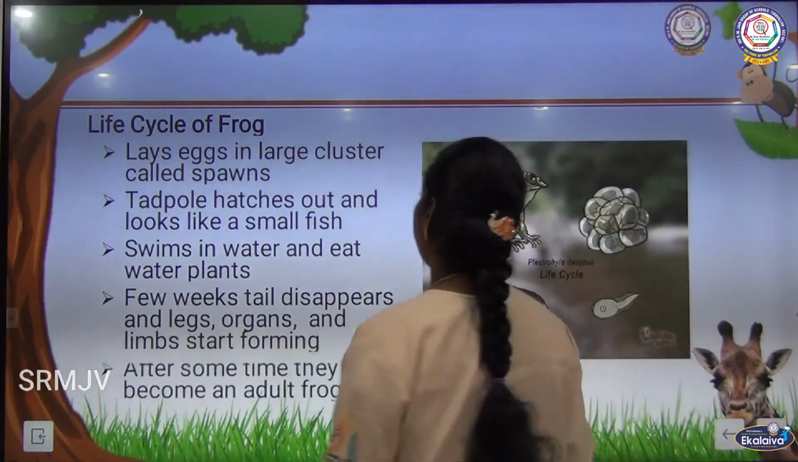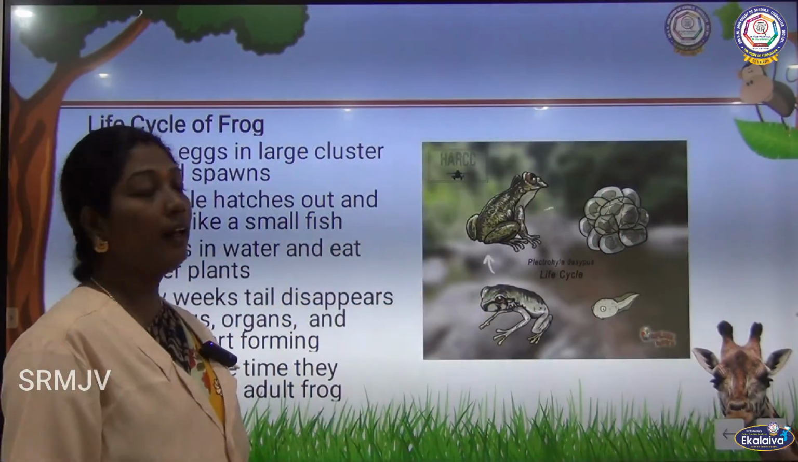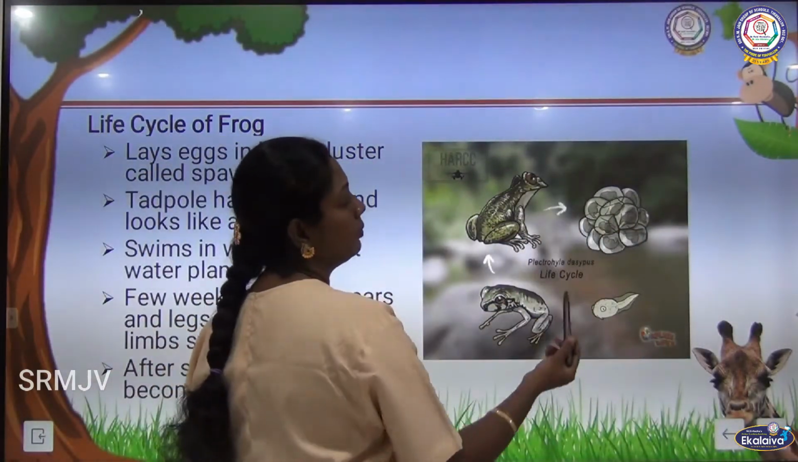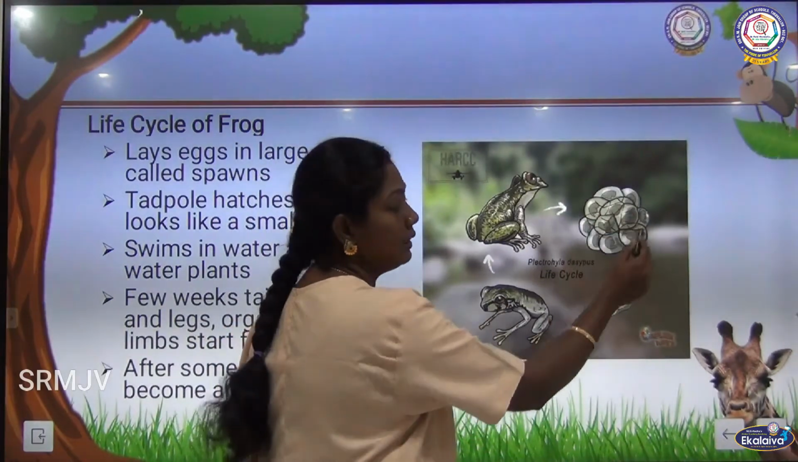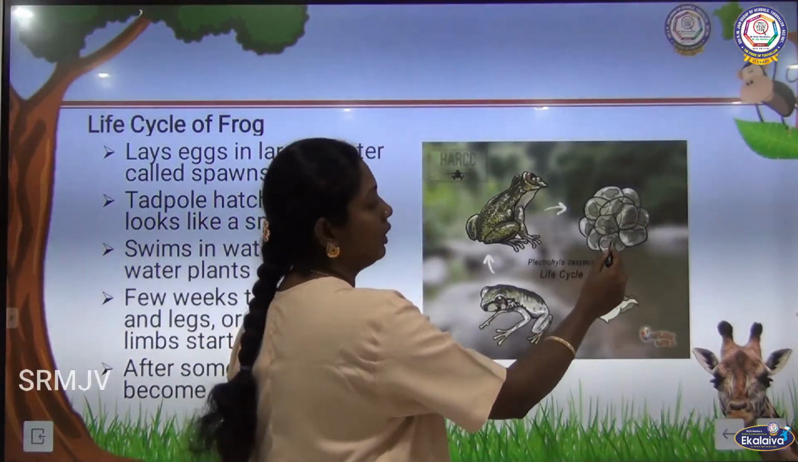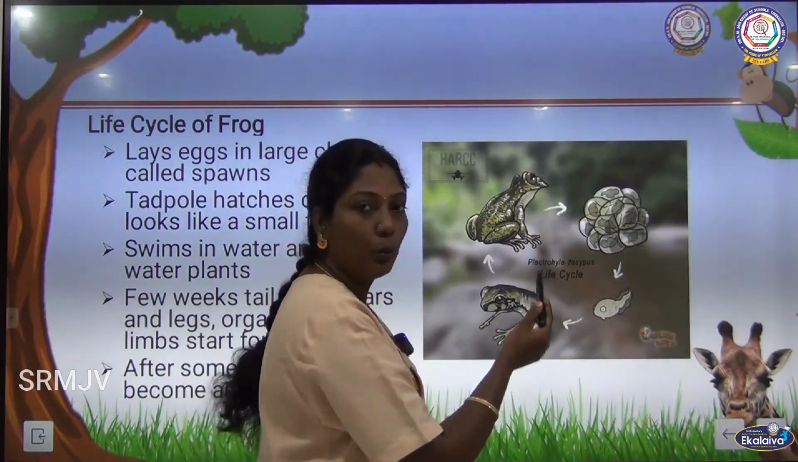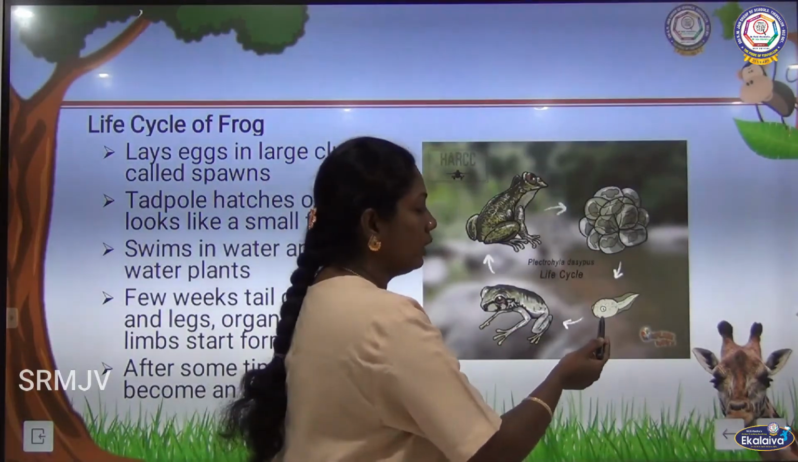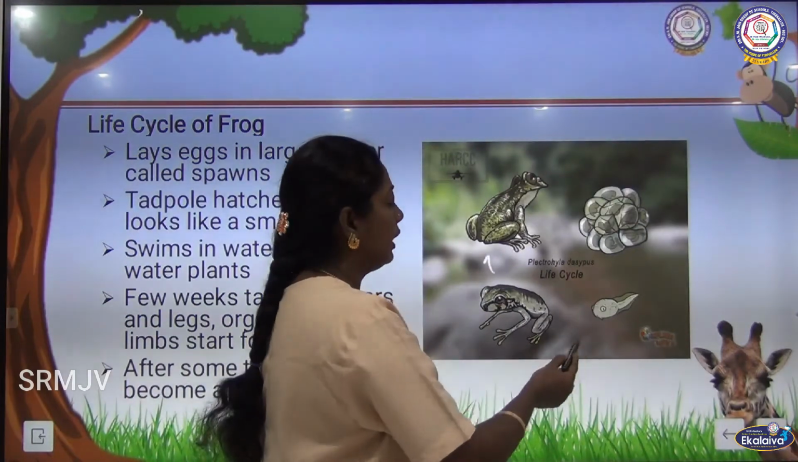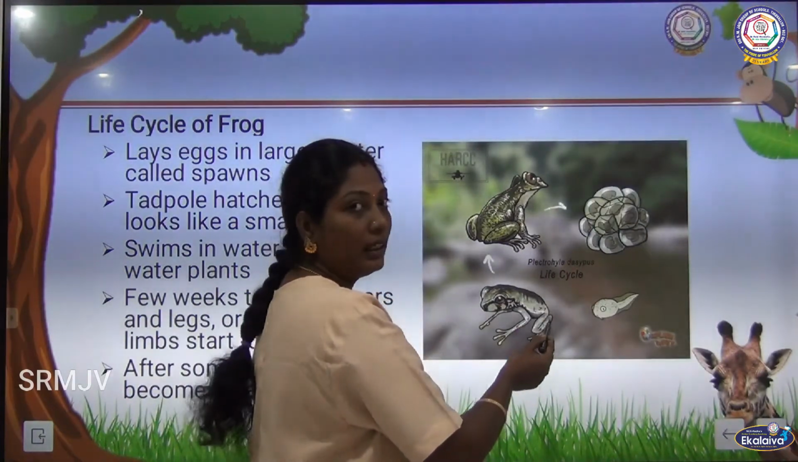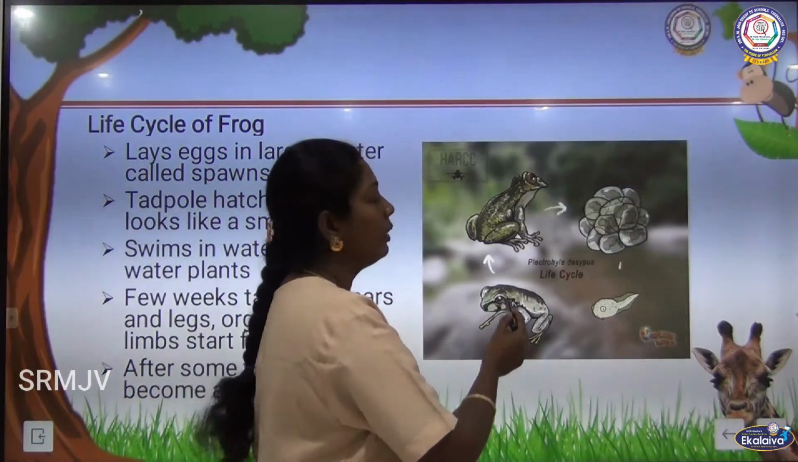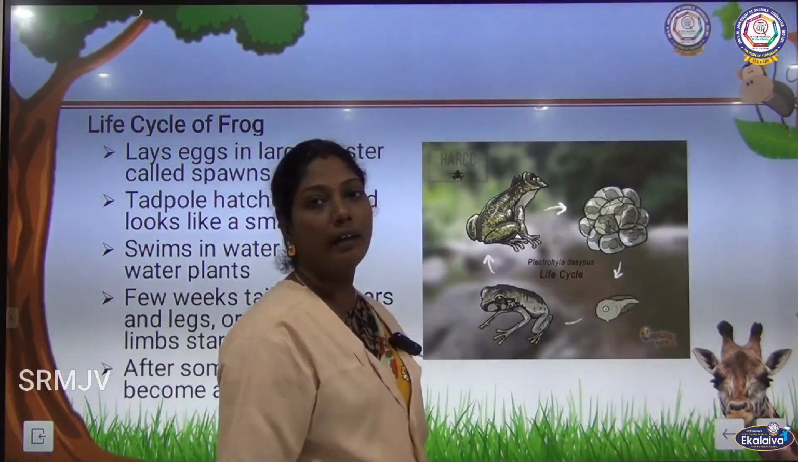So first it lays eggs in a large cluster called spawn. Then later it hatches and the tadpole comes out. It looks like a small fish. It swims in water and eats water plants. Then the tail disappears and the limbs start to form. Then it grows into an adult frog.